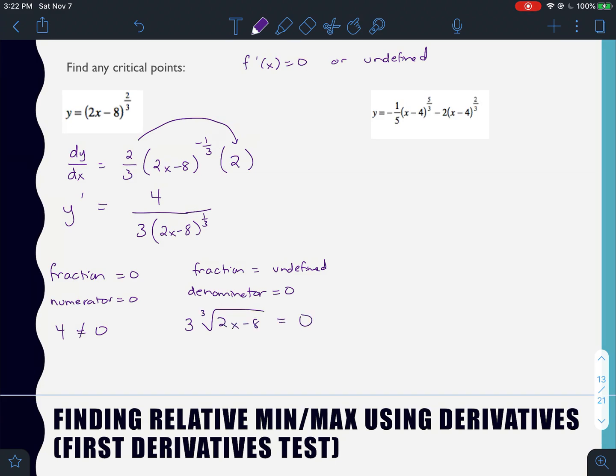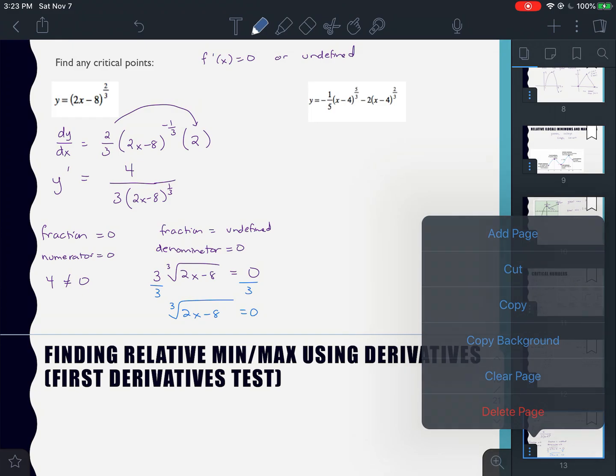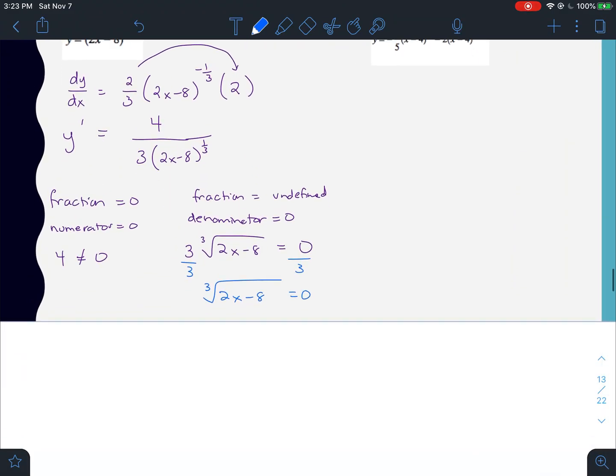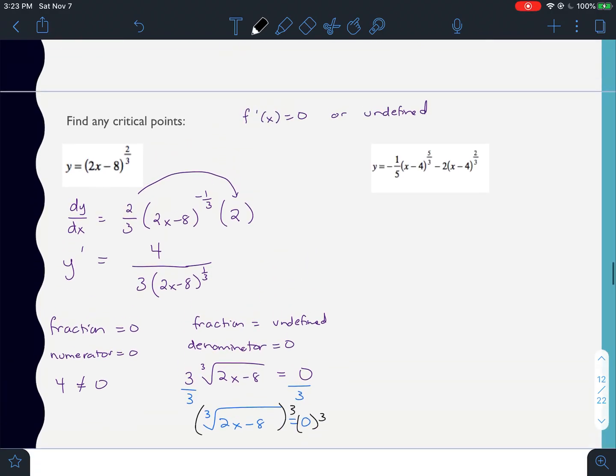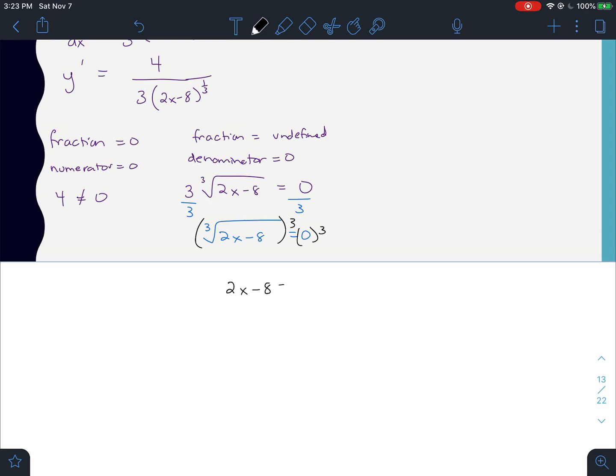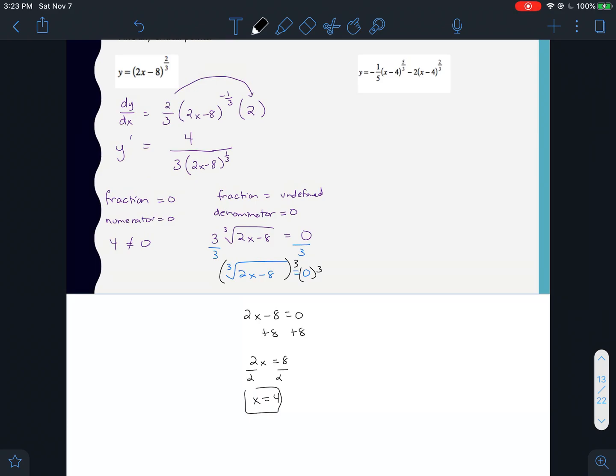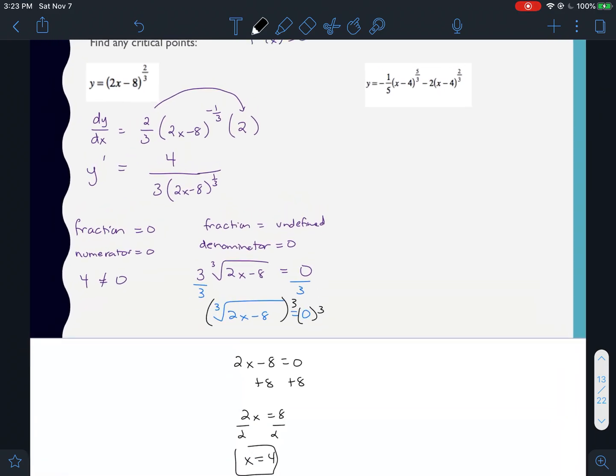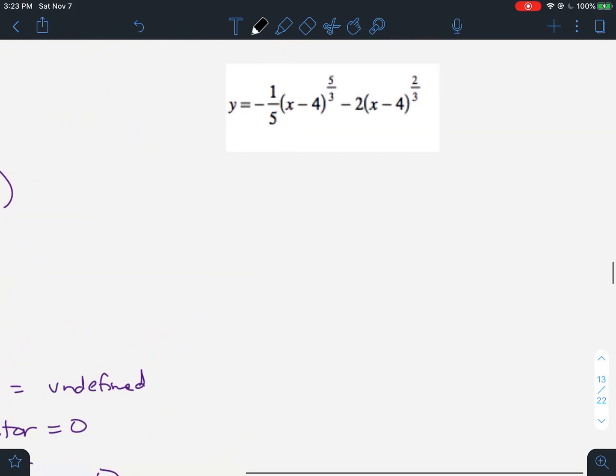So we want to know when 3 times the cube root of 2x minus 8, since the 1/3 power is a cube root, equals 0. So let's solve this. We're going to divide by 3 and divide by 3. And then we have the cube root of 2x minus 8 equals 0 divided by 3, which is 0. And then to get rid of a cube root, we're going to cube both sides. And 0 cubed is 0. So now I have 2x minus 8 equals 0. I'll add 8 to both sides. And 2x equals 8. Divide by 2. So the only critical number for that function would be when x is equal to 4.